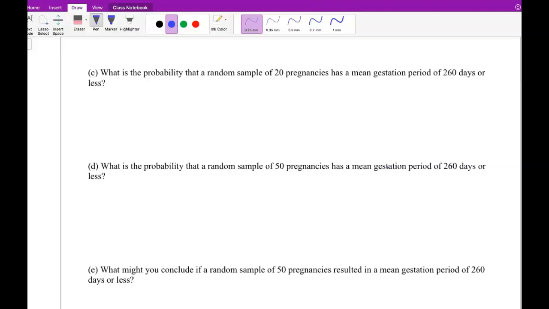Now part C, what is the probability that a random sample of 20 has a mean period of 260 or less? Here again, the sample size is 20. So in this part, we're going to use X bar because here we have a sample size, and that is less than 260.